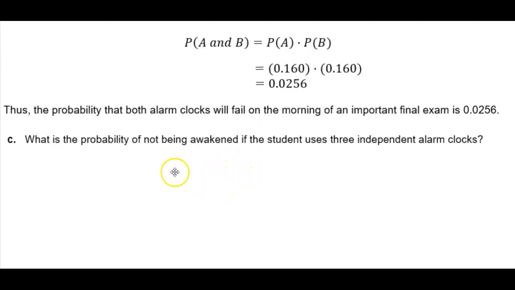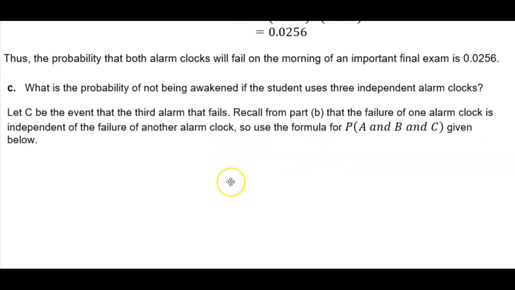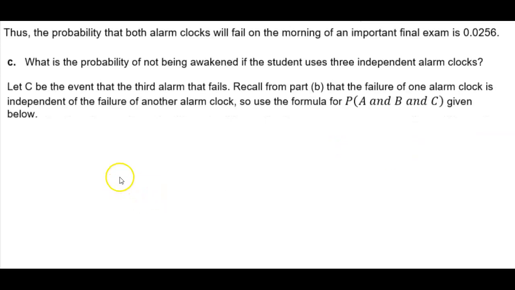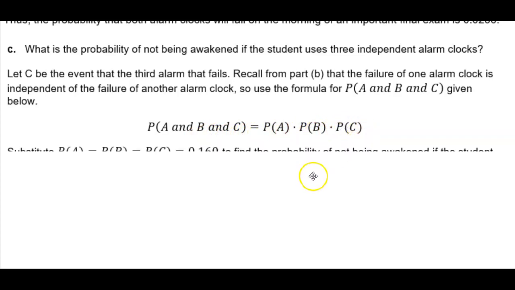What is the probability of not being awakened if the student uses 3 independent alarm clocks? Now we're going to let C be the event that the third alarm clock fails. Recall from Part B that the failure of one alarm clock is independent of the failure of another alarm clock, so use the formula for the probability of A, B, and C given below. So the probability of A and B and C is equal to the probability of event A times the probability of event B times the probability of event C.